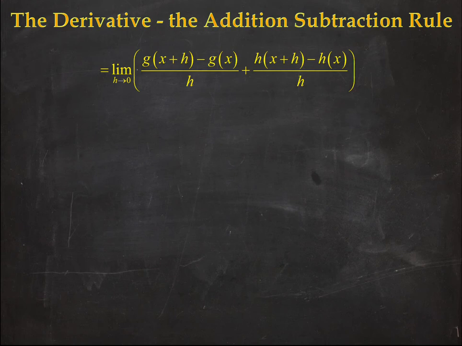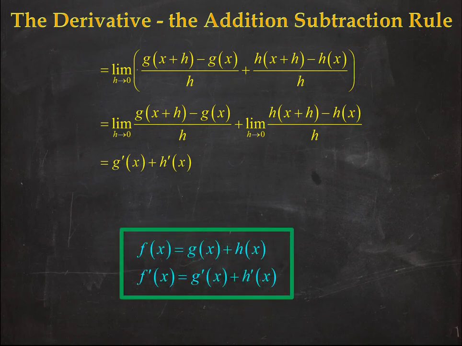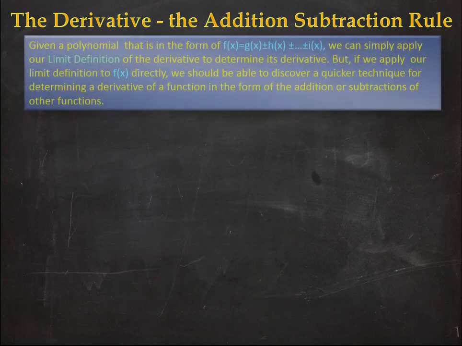And if you recall, the limit of a sum is equal to the sum of the limits. In other words, each term gets its own limit. And we look carefully at those limit definitions, because the first one is simply g prime of x, and the second one is just h prime of x. So what we've discovered is that if we have a function that is equal to the sum of multiple terms, g of x, h of x, i of x, all we have to do to perform the derivative is do the derivative of each term. Simple as that.